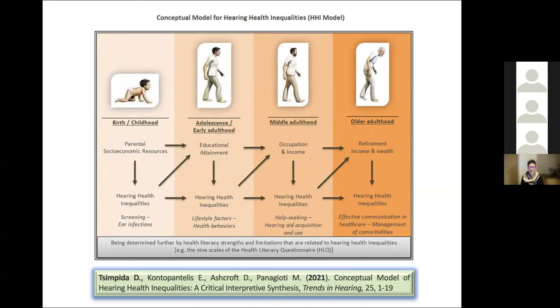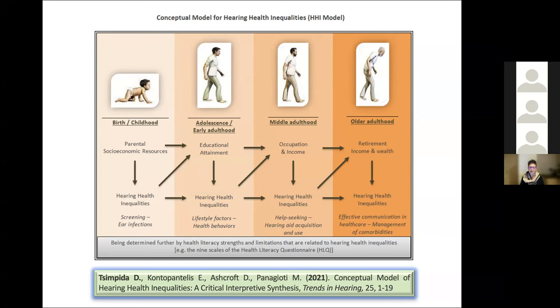These hearing health inequalities can affect the retirement status and income in older adulthood, as you can see in the fourth panel, as the inequalities affect the ability of people to continue working or to advance occupationally. Also, hearing loss affects communication in healthcare settings, and so affects the quality of care and the management of many other health conditions that are commonly comorbid with hearing loss. For example, cardiovascular disease, Alzheimer's and dementia, diabetes, chronic kidney disease, depression, and many other chronic health conditions that are usually comorbid with hearing loss in later life.